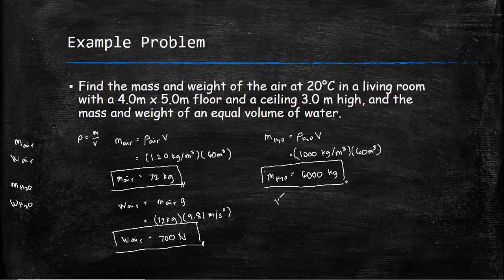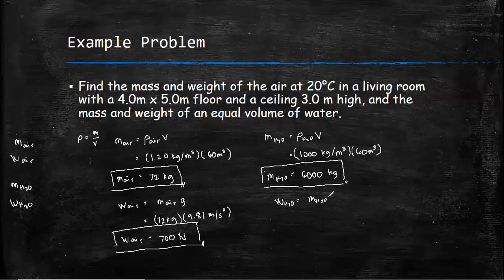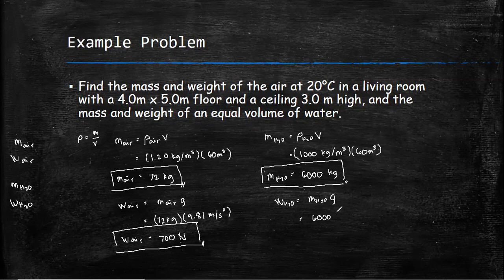And finally, for the weight of the water, let's multiply the mass of the water and gravitational acceleration. Therefore, we have 6,000 kilogram times 9.81 meter per second squared. Therefore, the weight is equal to 59,000 Newton, approximately.